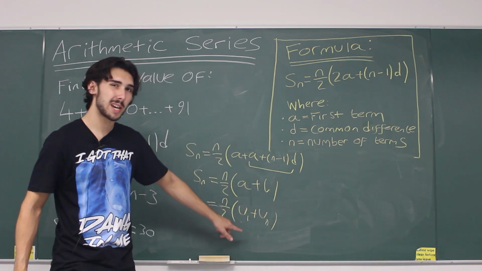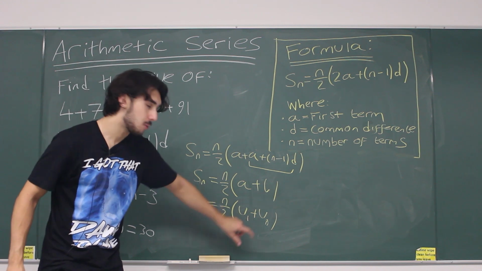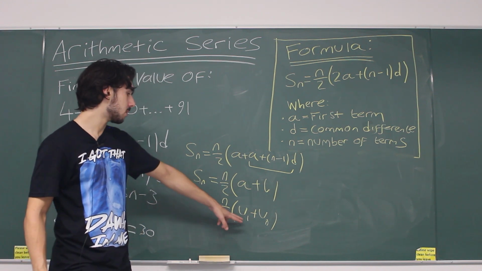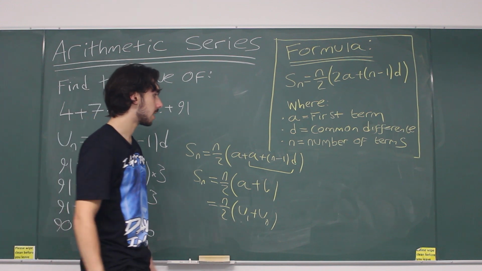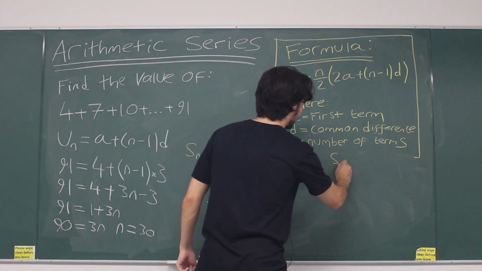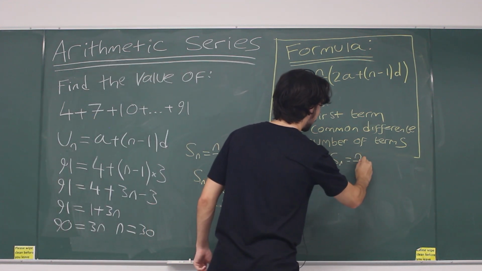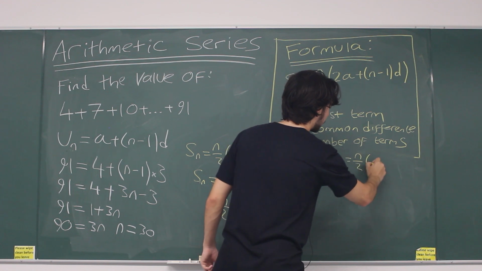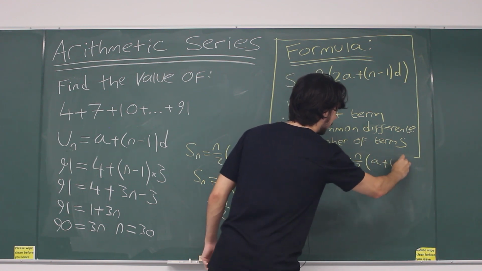So some people use this notation. U1 means the first term. Un means the last term. Some people use this notation. But either way, it's good to know that Sn can also be written as n over 2 times the first term plus the last term.